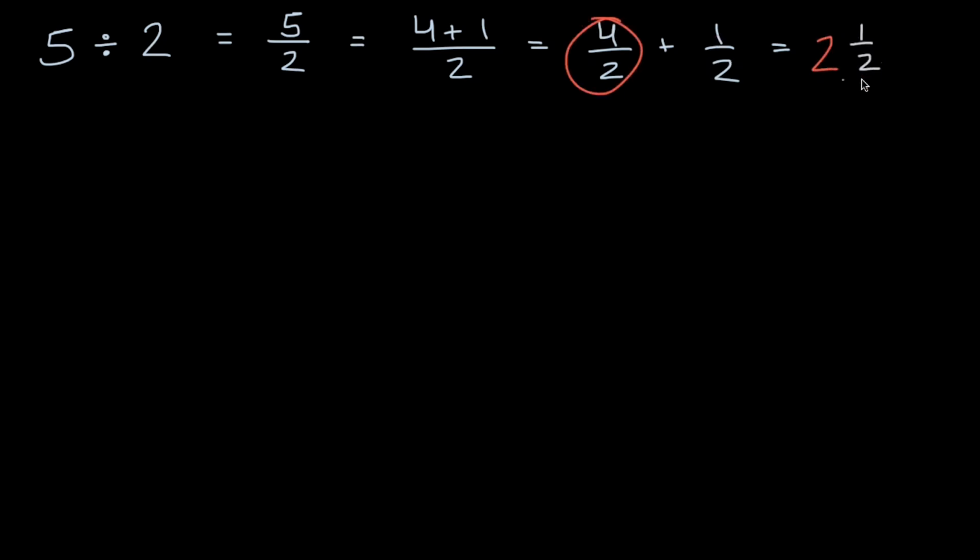And if we were to express that as a decimal, that's going to be equal to 2 and how many tenths is equal to a half? Well, 5 tenths is equal to a half. So 5 divided by 2, you could say, is 2.5.